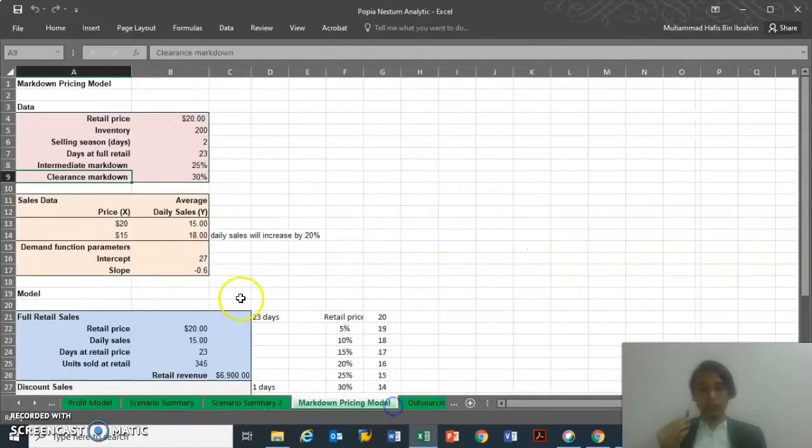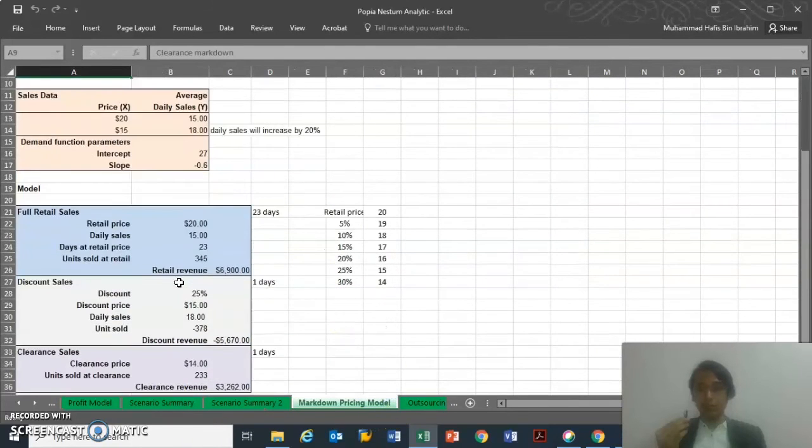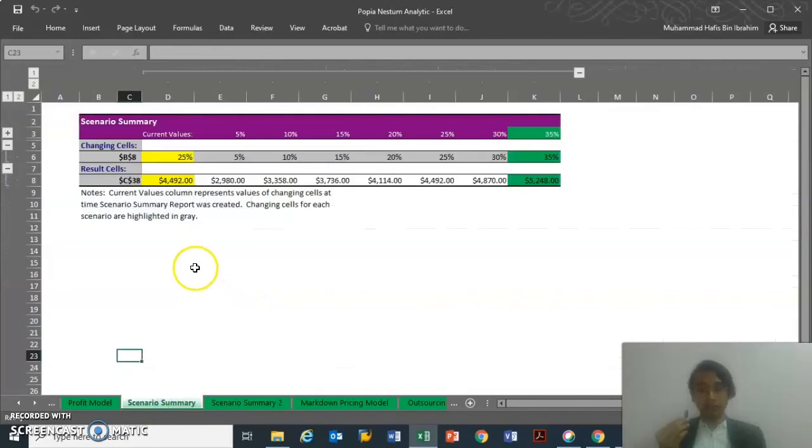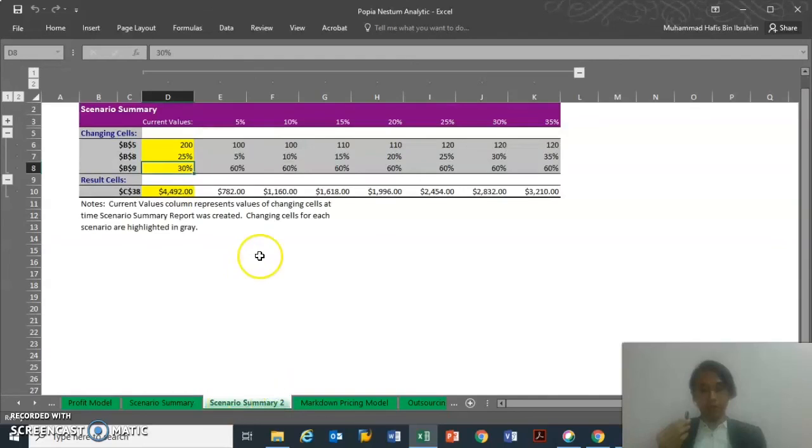Okay, so in my markdown pricing model, I had a problem at discount sale since my discount revenue is negative, and the problem is solved. I use this summary. My assumption is 25%, but I have changed it to 35% in order for me to get the highest profit, 5,248 ringgit.